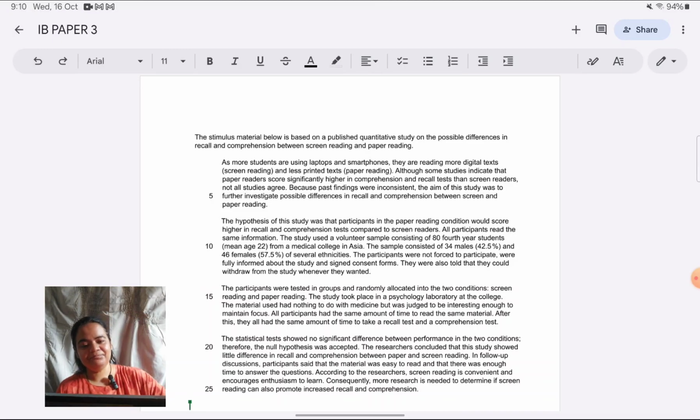So let's begin. The stimulus material below is based on a published quantitative study on the possible differences in recall and comprehension between screen reading and paper reading.